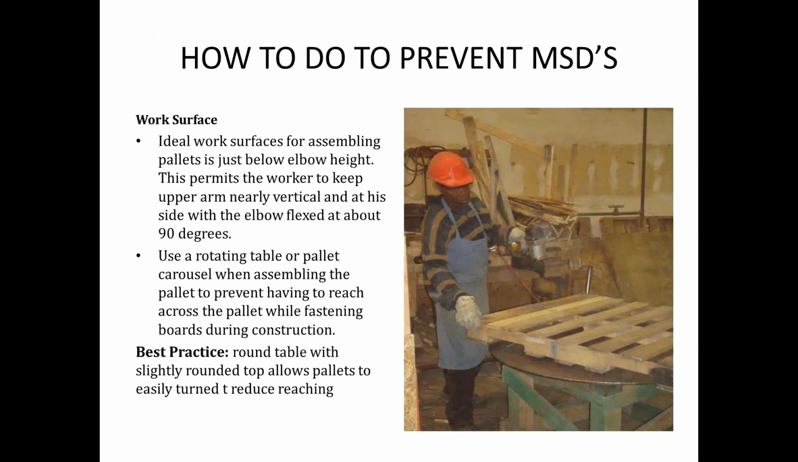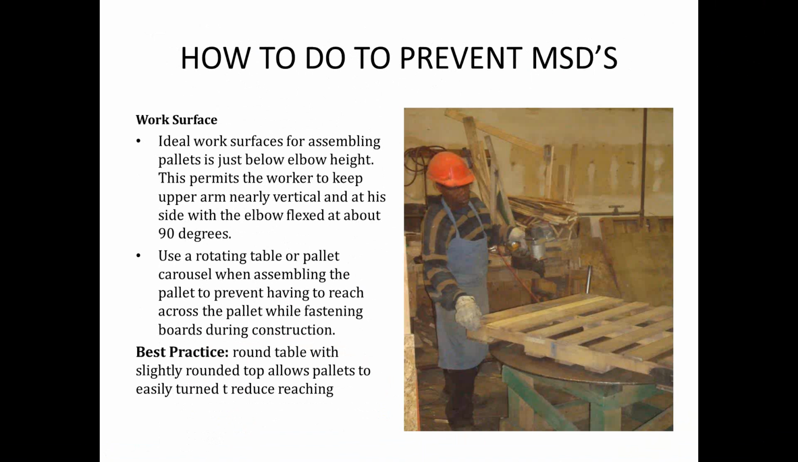So how do you prevent MSDs? First area that we would look at in our facilities is your work surface. The ideal work surface for assembling pallets is just below elbow height, and this permits the worker to keep his upper arms nearly vertical at his side with his elbow flexed at 90 degrees.